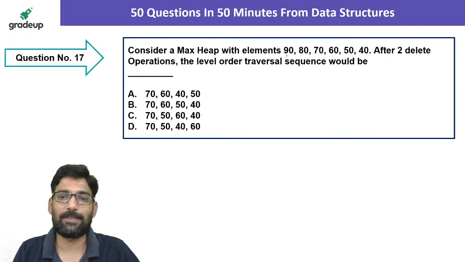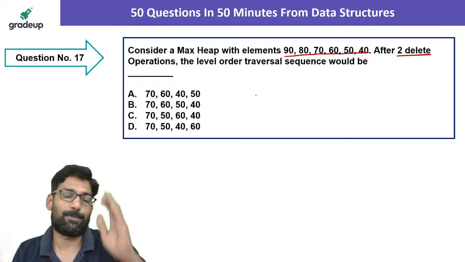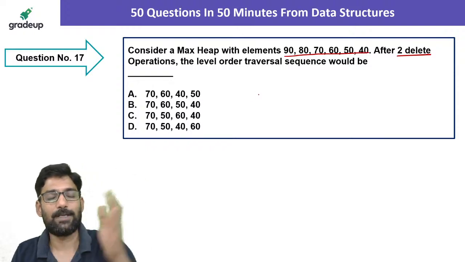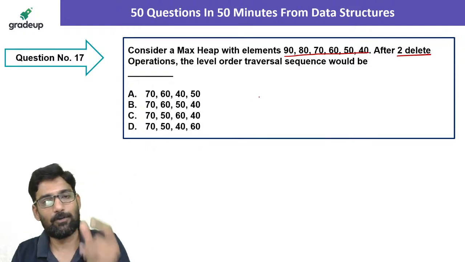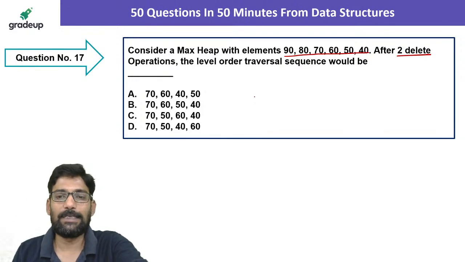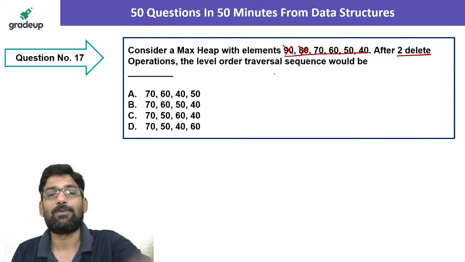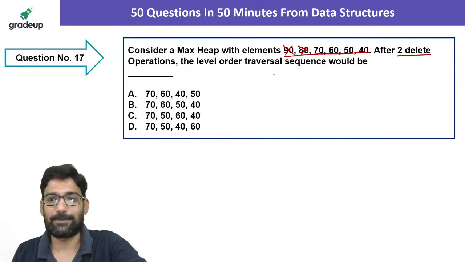Consider a max heap with elements 90 to 40 after 2 delete operations. So we practiced max heap with insertion, min heap with insertion. Now max heap with deletion. We want to delete 2 elements. We know definitely 90, 80 get deleted. But what is the order of this?